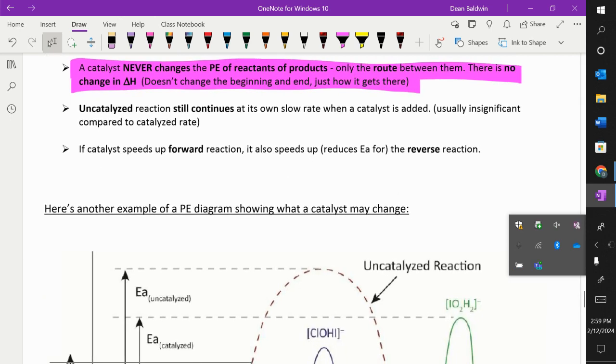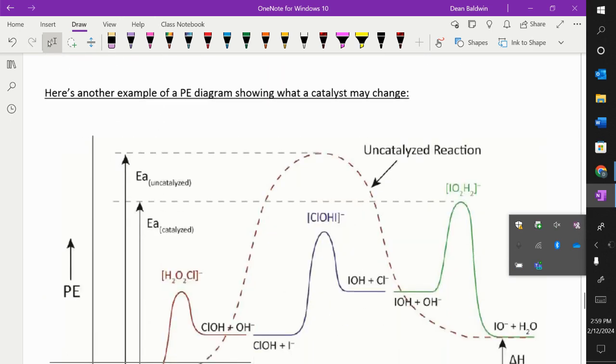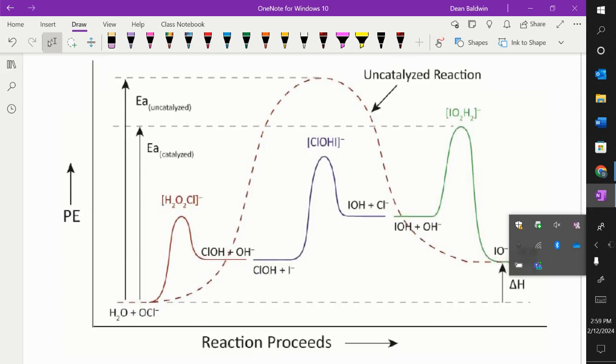If a catalyst speeds up the forward reaction, it also speeds up the reverse reaction. That's kind of implied by having a lower bump, a lower activation energy. If it speeds it up going this way, you speed it up going the other way.